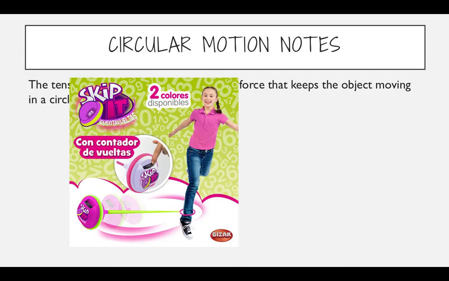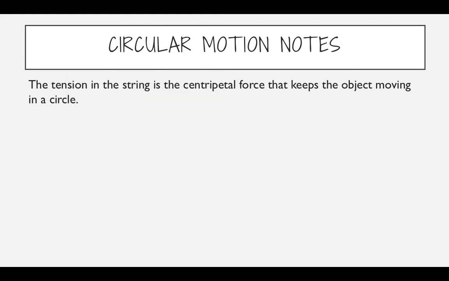But basically you take the toy and you put it on your foot and you spin it around in a circle with your foot and you jump over it every time it goes around, and it counts how many times it spins around. So the tension in the string is the centripetal force that keeps the object moving in a circle.